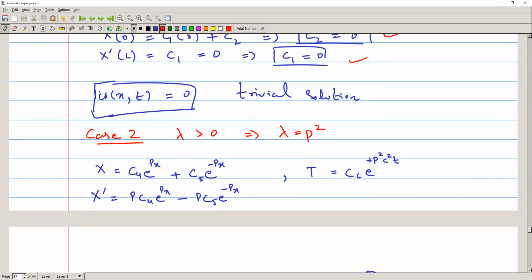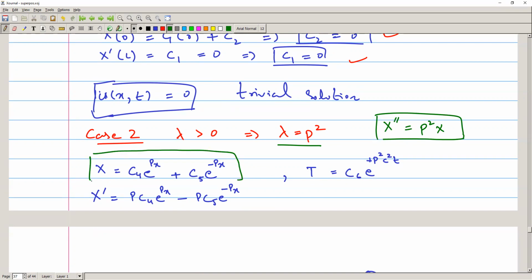We already talked about this: when lambda is greater than 0, we assign a value to lambda that should always be positive. That's why we call it p squared. You can take it as k squared, mu squared, or anything, but it should be positive. So we raise the constant to the power of 2, and that will always be positive. So we will find the solution for X double prime equals p squared X, which is a second order differential equation. When we solve this equation, we get this solution.